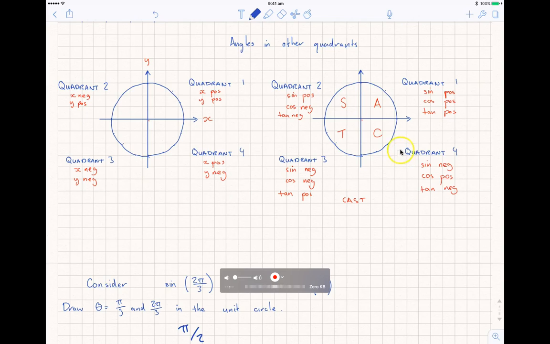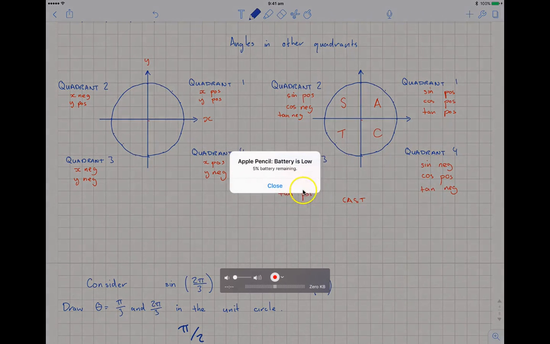It's a little bit annoying because we actually have to start CAST in quadrant 4. But basically what CAST tells you is which of the trigonometric ratios are positive in each quadrant. So in quadrant 4, only cos is positive. In quadrant 3, only tan is positive.